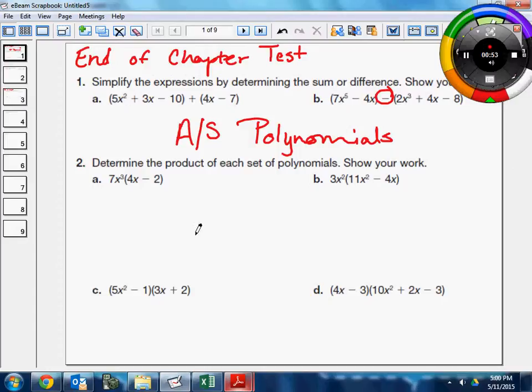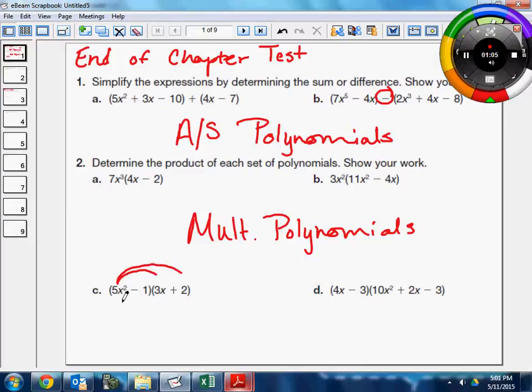From here, this is multiplying polynomials. Some of it's involving the distributive property. Some of it you can FOIL, or you can even do the box method. So for a problem like this, if you want to, you can do the box method, but make sure that you pay attention and you combine all of your like terms.